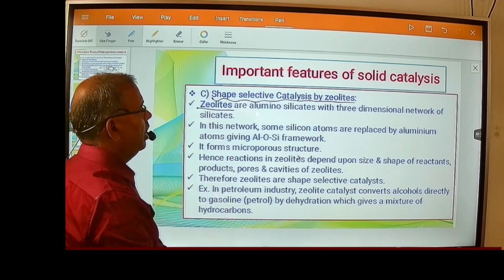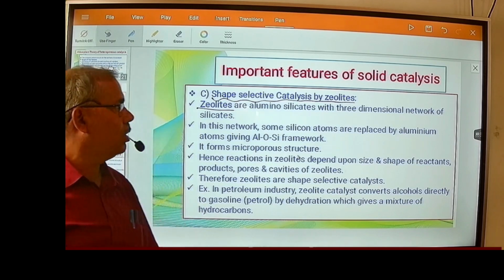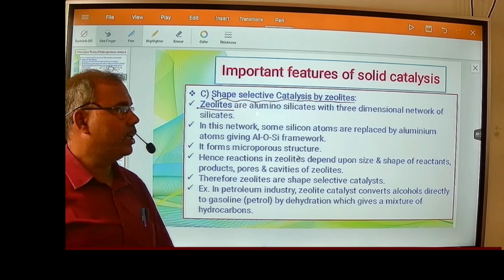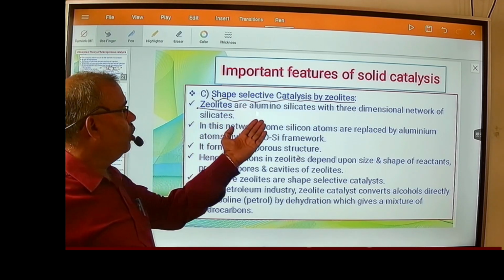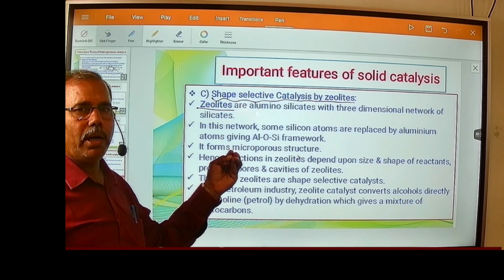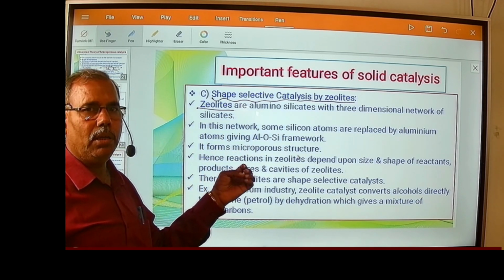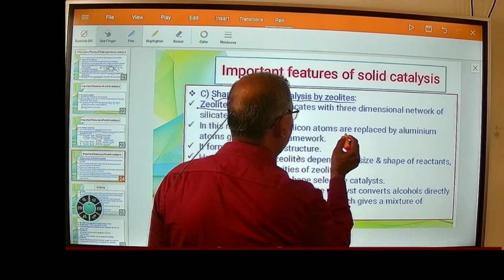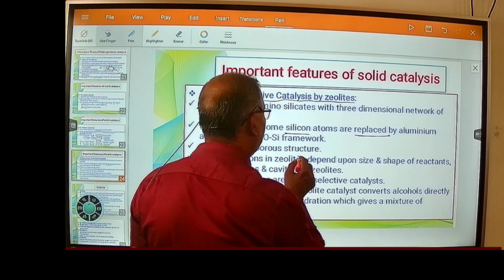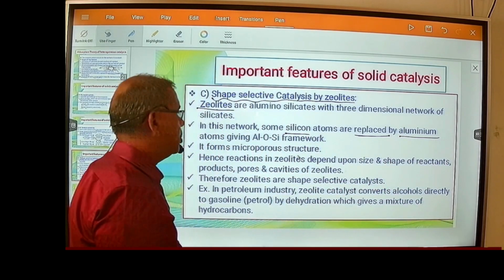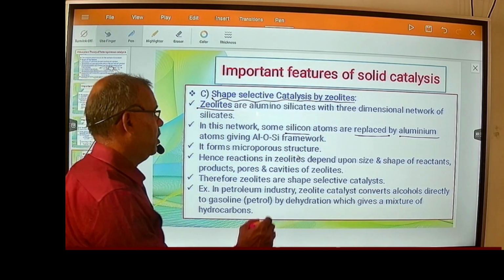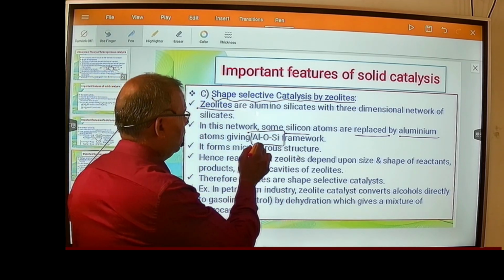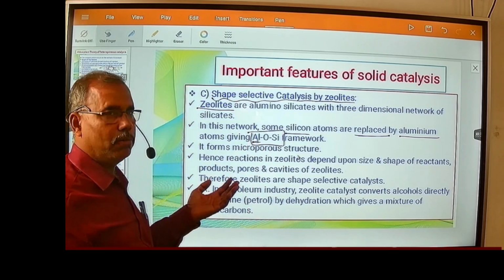Zeolites are aluminosilicates with a 3-dimensional network of silicates. Now we know silicates, SiO2 network of silicate. So aluminosilicates, that means aluminum atoms are inserted in between the silicate network here. So in this network, some silicon atoms are replaced by aluminum atoms, giving the AlOSi framework. See here, from SiO2, this aluminum atom has replaced one silicon atom.